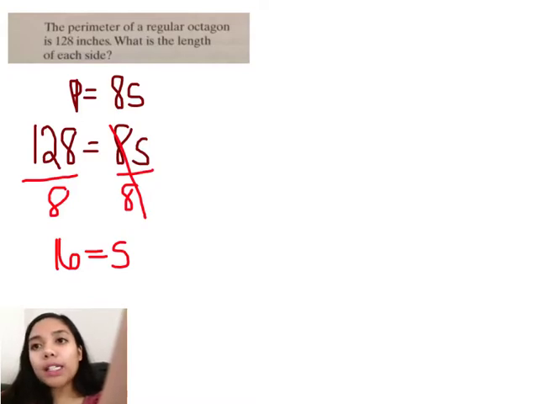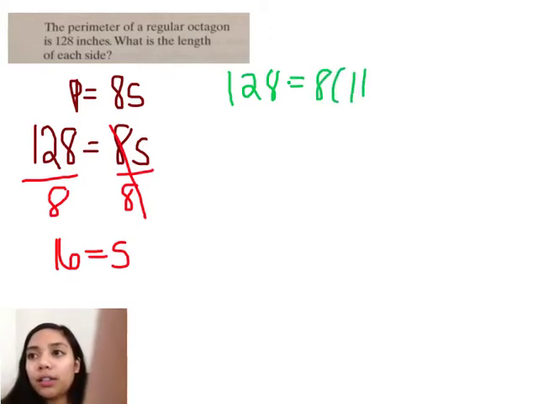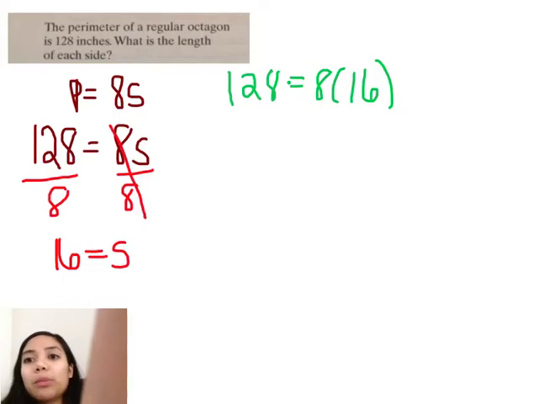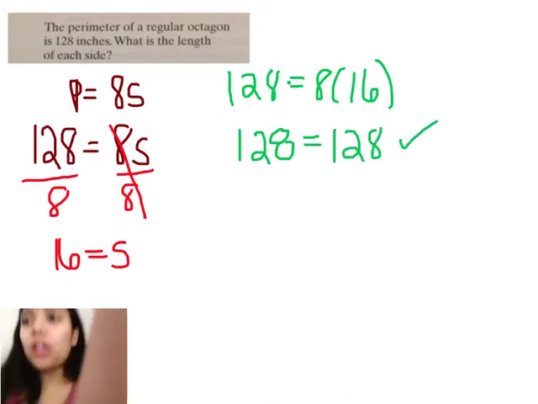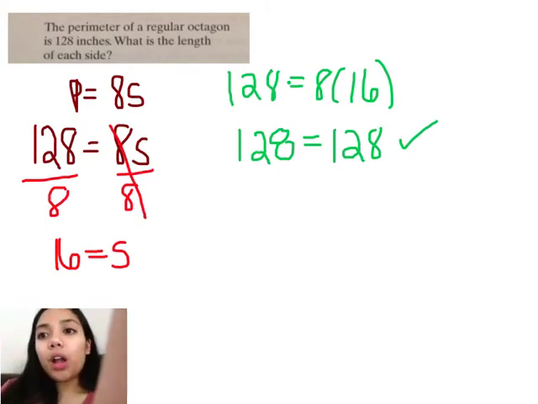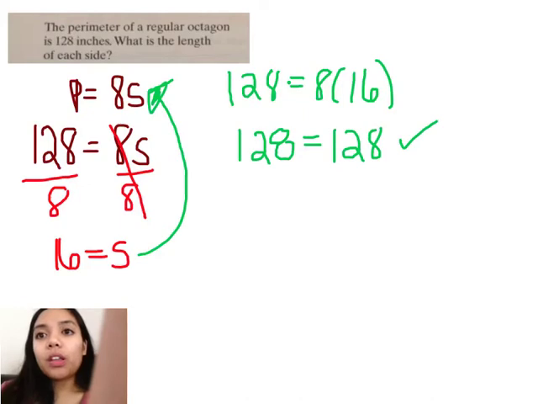If I were taking a test, I would plug this back in and see if it works. So what I mean by that is I would say 128 should equal 8 times 16. And so then I would do 8 times 16 and see if that equals 128, which it does. So 128 equals 128. That means it works. You can always plug it back into your formula. That's all I did to see if it worked.